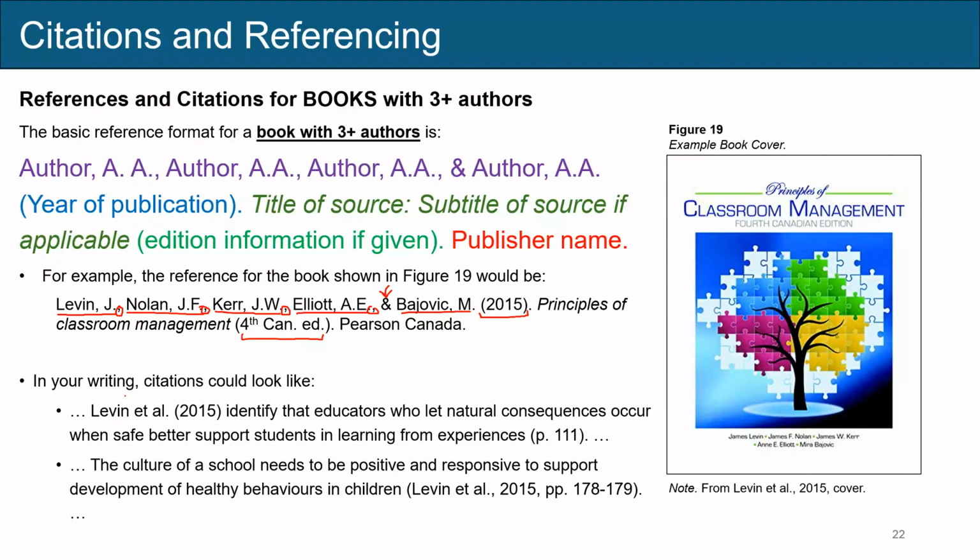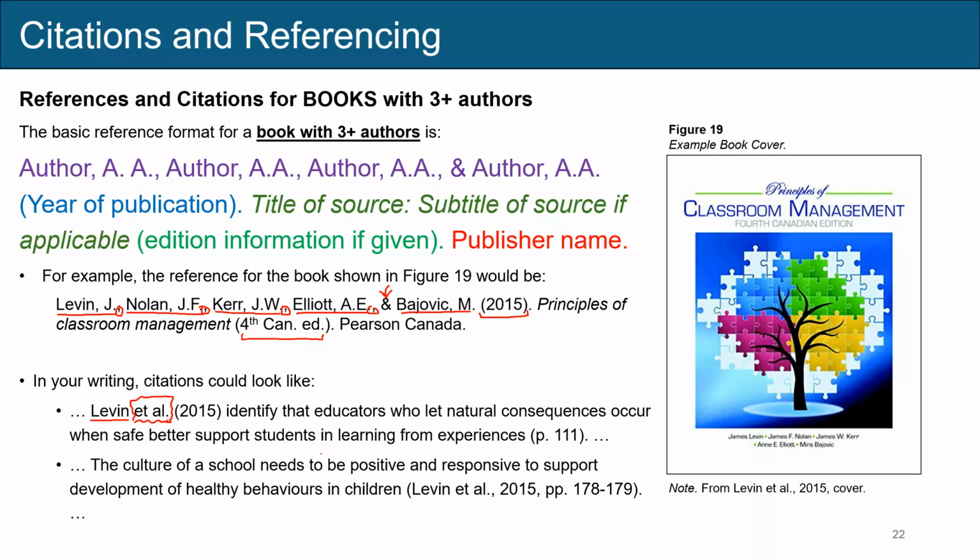And then in your writing, we have a little bit of a different thing. So if I had to list out all those authors as part of my writing, that would start to take up a lot of space in my writing. So the instant we have 3 or more authors, we get to use something special, et al. So we give the first author's last name, in this case it's Levin, and then after his name, we put et al. Et al means and others. It's Latin for that. We put the year. So Levin et al. identify that educators who let natural consequences occur when safe better support students in learning from experiences. So that information came from page 111 of that book.